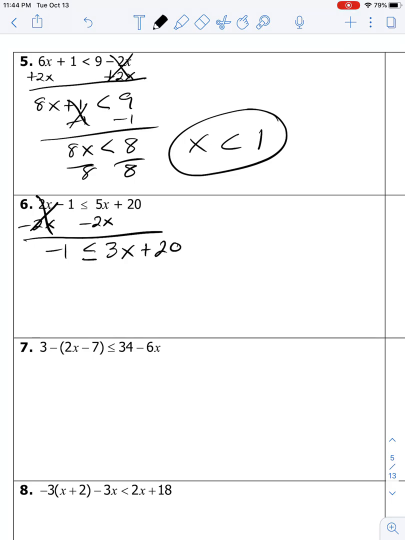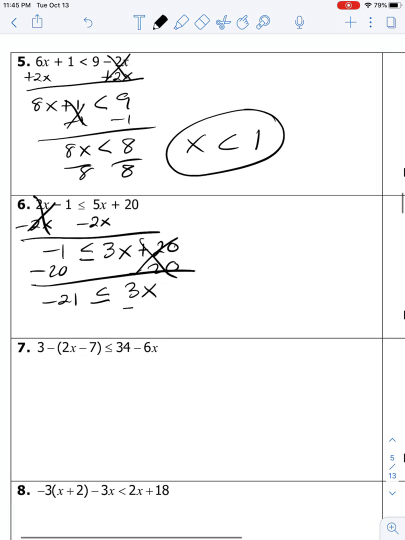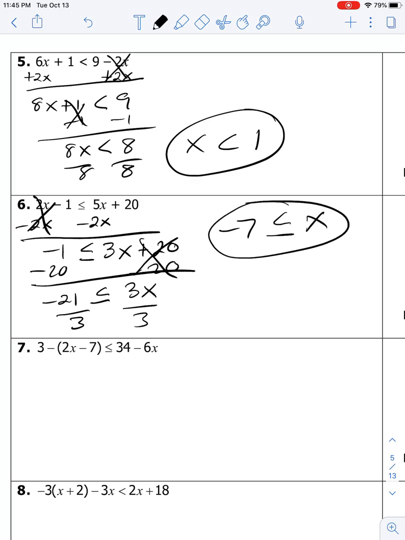All right, so subtract 20. We get negative 21 is less than or equal to 3x. Now, we're going to divide by a positive 3, meaning no, we're not going to flip the sign. So my answer is negative 7 is less than or equal to x.